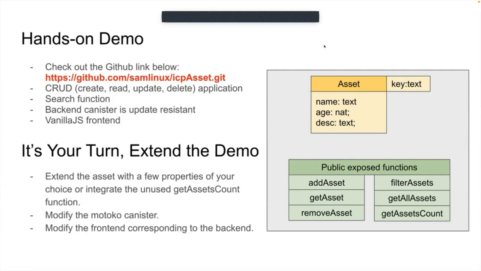In the demo, I use Visual Studio Code and a terminal window, but feel free to use your editor of choice. In the demo, I will show you the single steps to clone the repo, to start the local replica and deploy the project on your local network. After that, I show you the relevant parts of the connection between the frontend and the backend canister. Let's start in the terminal.